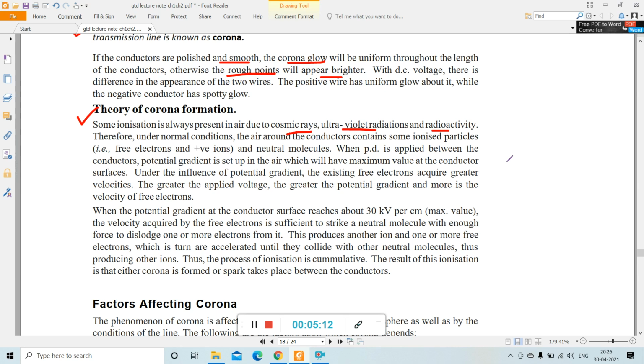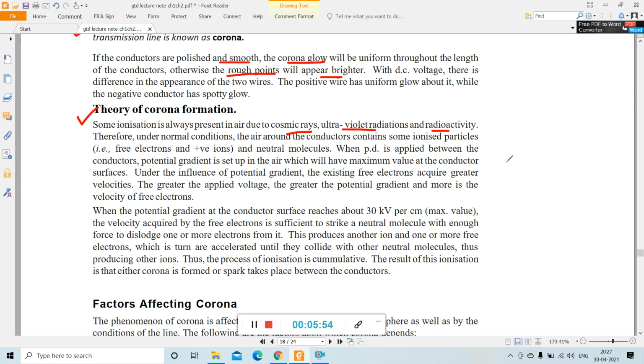The result of this ionization is that either corona is formed or a spark takes place between the conductors. When the potential gradient at the conductor surface reaches about 30 kV per cm, the velocity acquired by the free electron is sufficient to strike the neutral molecule with enough force to dislodge one or more electrons from it. This produces another ion and one or more free electrons, which in turn are accelerated until they collide with other neutral molecules. In this way, it produces another ion.